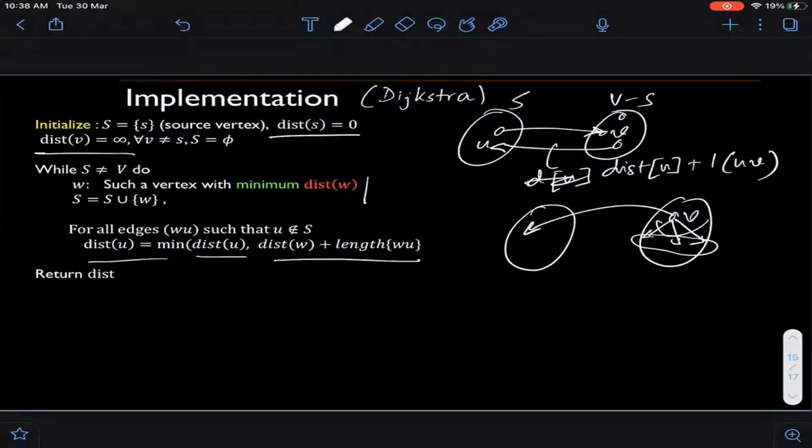So again, how should we speed up the implementation? It's very similar to what we discussed for Prim's, but nonetheless. So how do we speed up the implementation? One suggestion is that we should use a priority queue, or let's say we should use a heap. We should use a minimum heap. Now the question is, what should the heap contain?